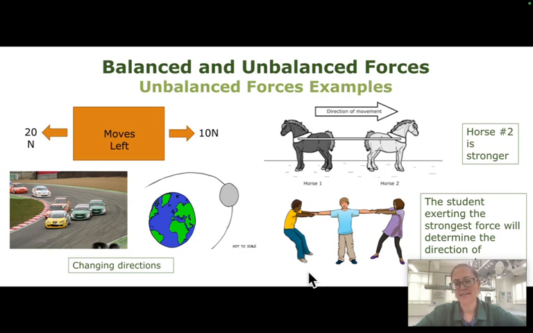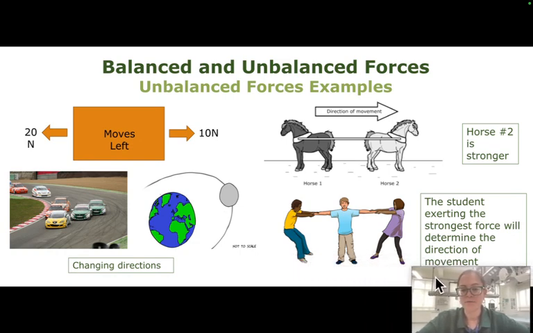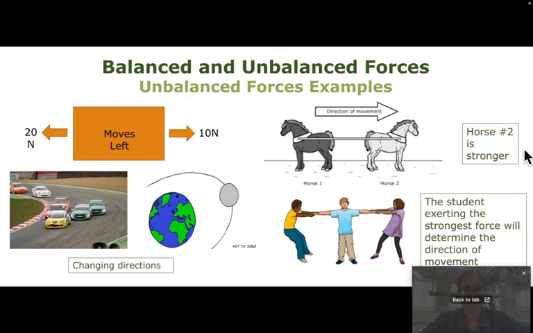And please don't try this example at home because this kid in the middle is probably going to hurt. So the student exerting the strongest force will determine the direction of movement. So before we pull our friend's arms off, if the girl is stronger, then the boy in the blue shirt is going to move to the right. If the boy is stronger, then he's going to move to the left. But yeah, don't do this. Don't hurt yourselves.